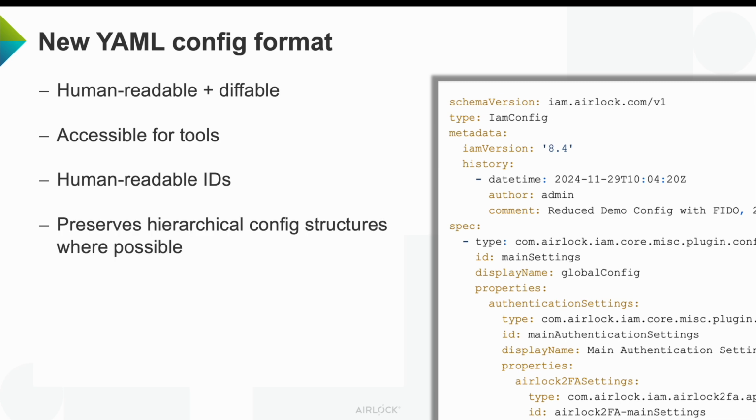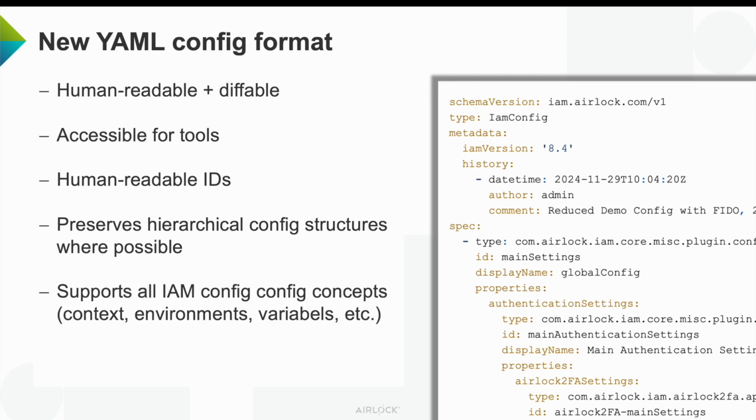Where possible, we preserve hierarchical config structure also in the config file. This results in a config where semantically close elements are also together, which again makes diffing or comparing or reading such documents a lot easier than the XML variant. The new format supports all config concepts. By that, I mean configuration contexts, environments, configuration variables, and so on.